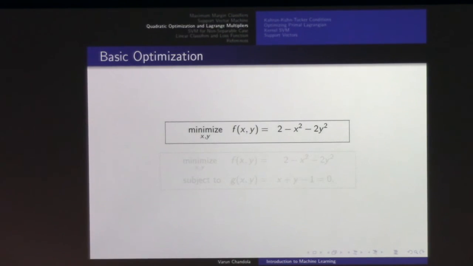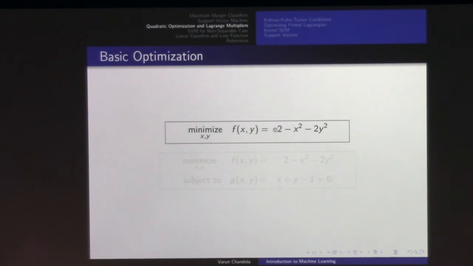Okay, so to do that, I'm first going to give you a basic introduction of how to solve optimization problems with constraints. I won't go into too much detail, that's not our focus, but if you pick up any math book on optimization, these things would be there. So let's say this is our problem. We have a function that we want to optimize.